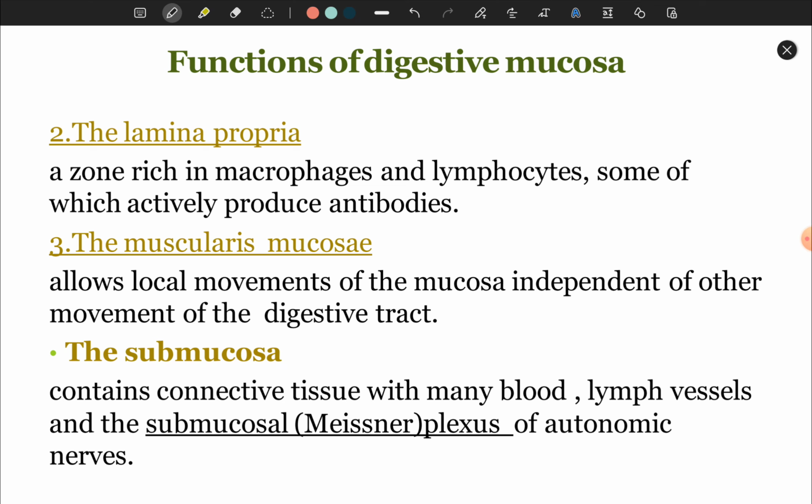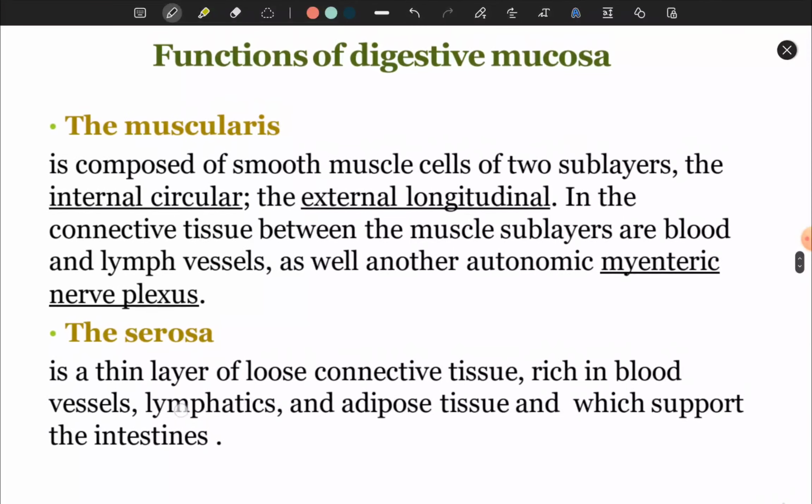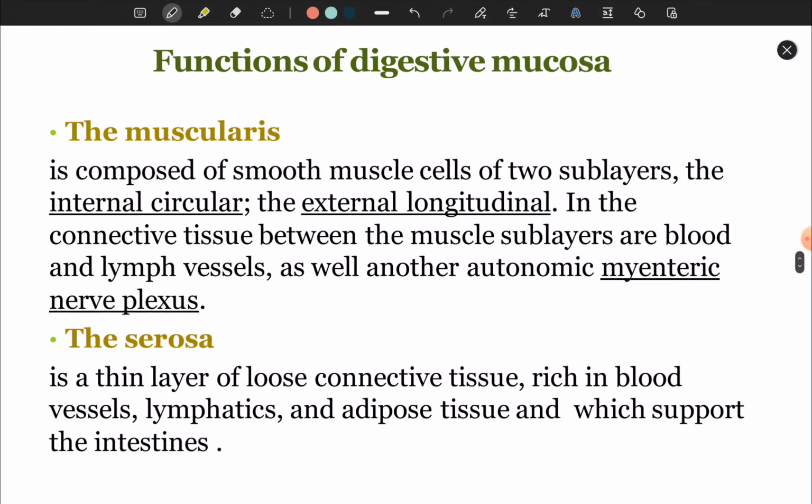Later on, the submucosa, which contains the submucosal plexus of the autonomic nervous system, and later on the muscularis. When we talk about muscularis, we mean muscularis externa. It is composed of smooth muscle cells of two sublayers, inner circular and outer longitudinal. In the connective tissue between the muscle sublayers of the externa, we have the myenteric nerve plexus. Later on, the serosa, which is a thin layer of loose connective tissue rich in blood vessels, lymphatics, and adipose tissue, and which supports the intestine.